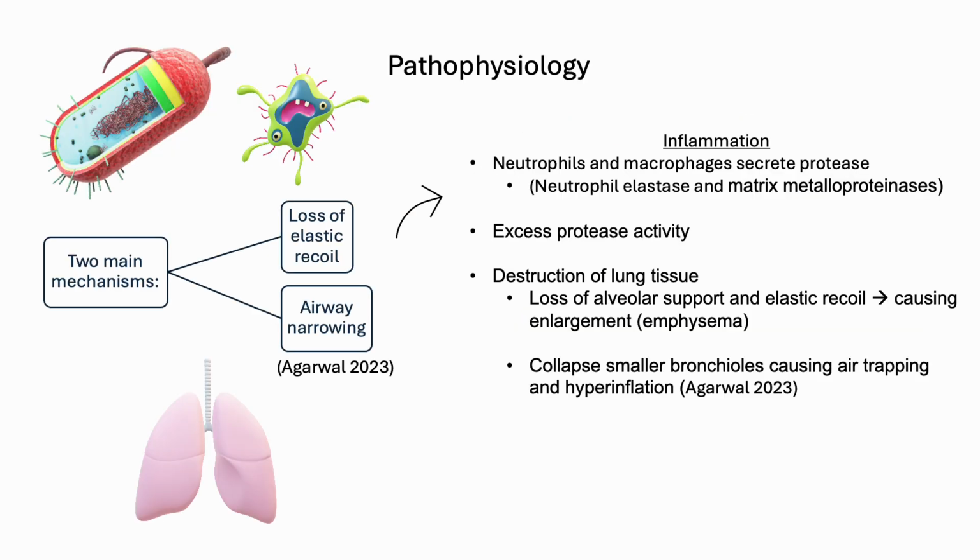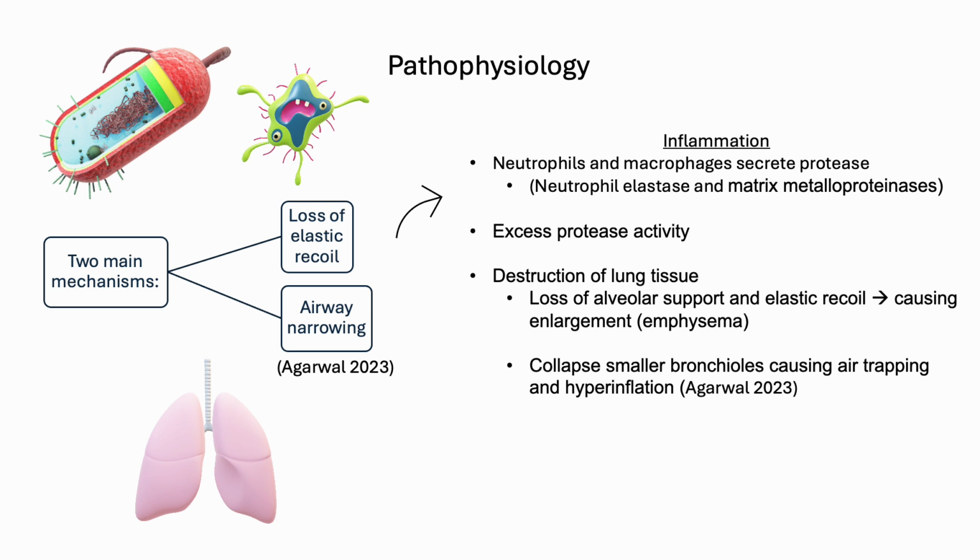So, looking at COPD, there is a limitation in this airflow, primarily due to two main mechanisms, which you can see on the left there: loss of elastic recoil and narrowing of the airways. A large driver for both mechanisms is inflammation, which is generally generated within the lungs as a result of exposure to inhaled toxins, most commonly cigarette smoking.